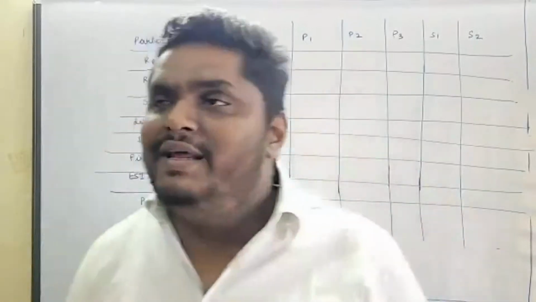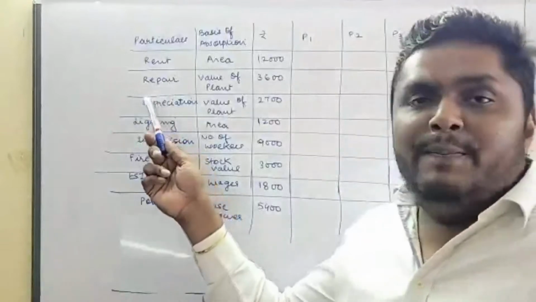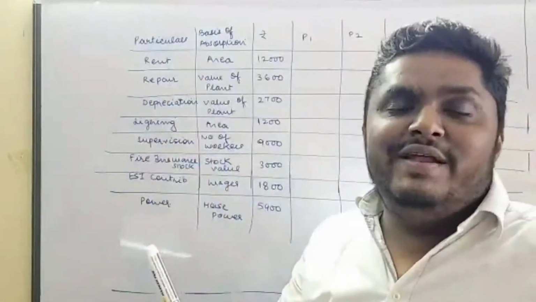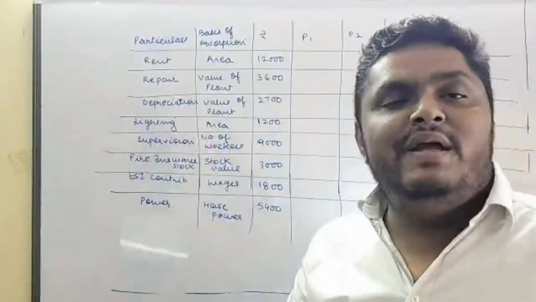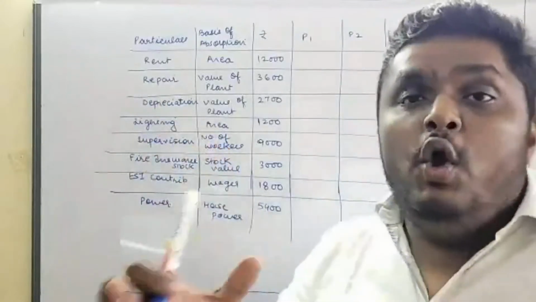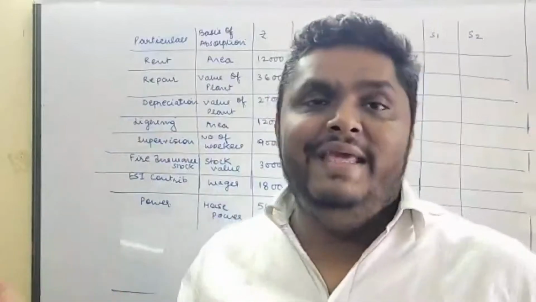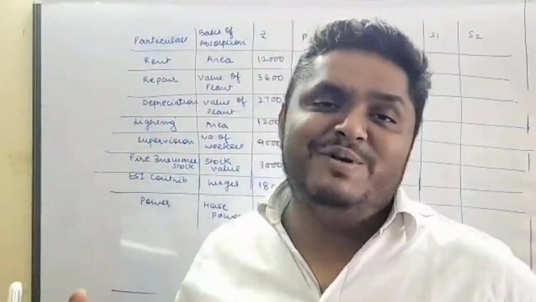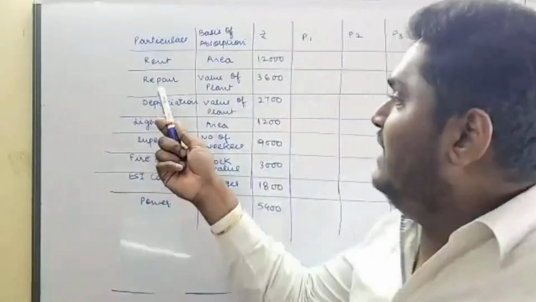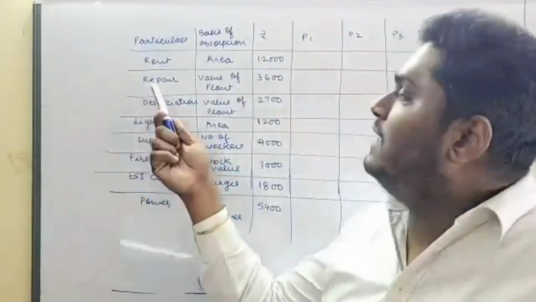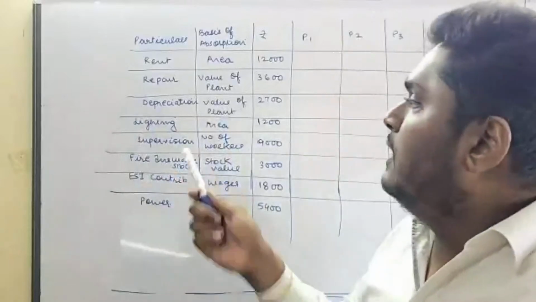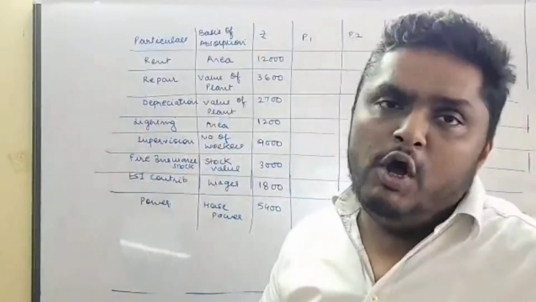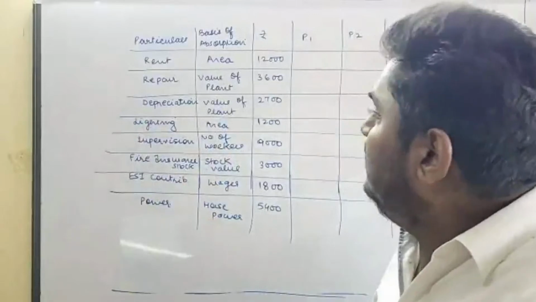That is for rent, it is the area. For repairs, no information is given as regards the number of machine hours. So better apportion the repairs on the basis of value of plant. Or no basis is suitable at all. So we have to find the best possible basis. So here no information is given as regards hours. So better distribute the repairs on the basis of value of plant. Apart from this, depreciation will always be apportioned on the basis of value of plant.